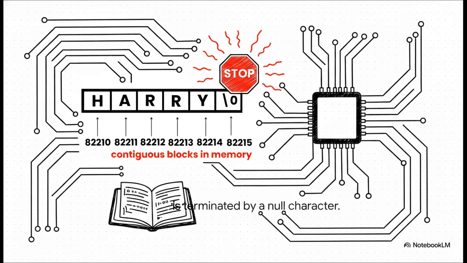Now you might be wondering, why on earth do we need a null character? Well, imagine your computer scanning through a massive row of memory blocks. It needs to know exactly where your specific word ends. If it doesn't have a stopping point, it'll just keep reading right past your word and accidentally pull in random garbage data left over in the next memory blocks. So, that null character is essentially a stop sign. It literally tells the computer, hey, the text ends right here.